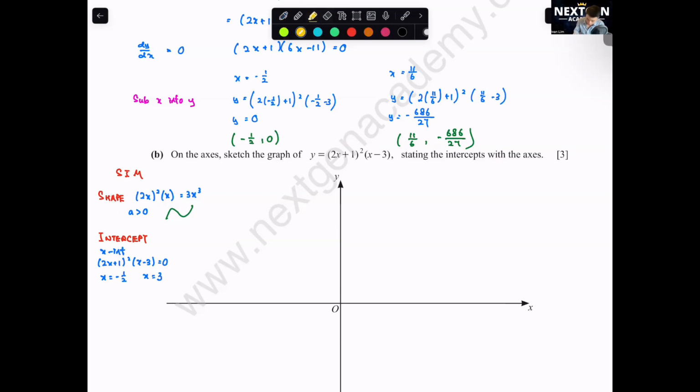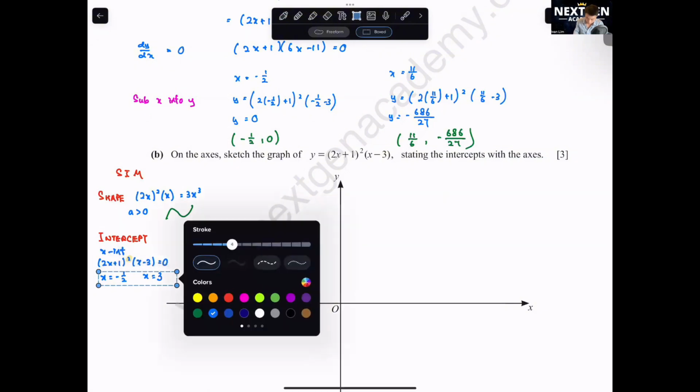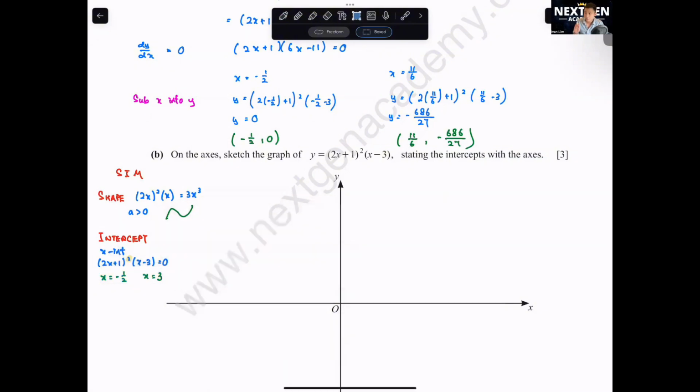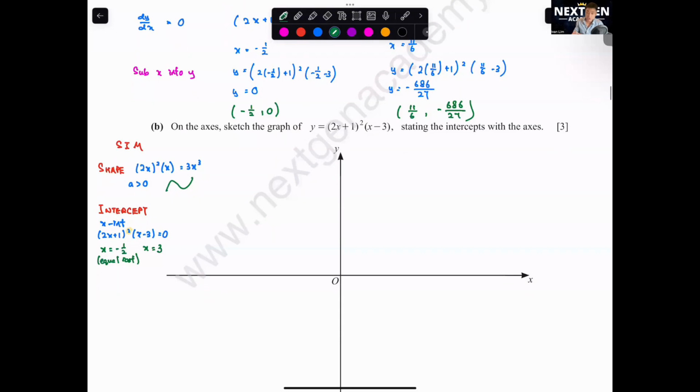Another thing, you see here got a square, right? What does square mean? Square means equal root, which also means where the graph touches the x-axis. This is called an equal root. So the graph will touch, it won't go through.